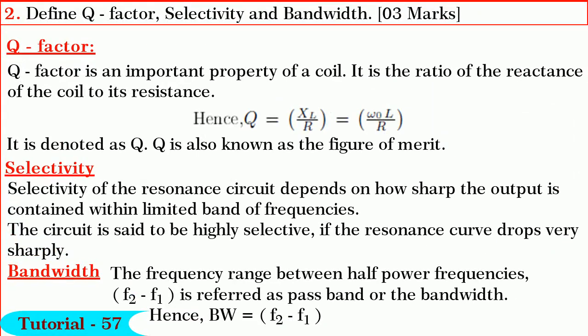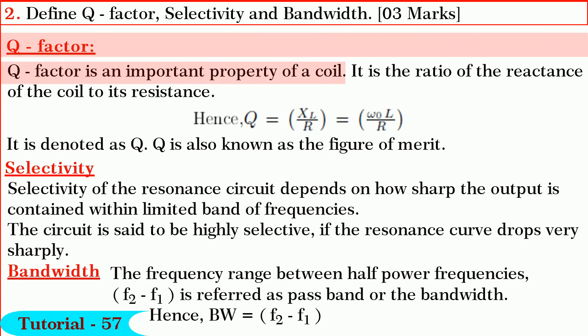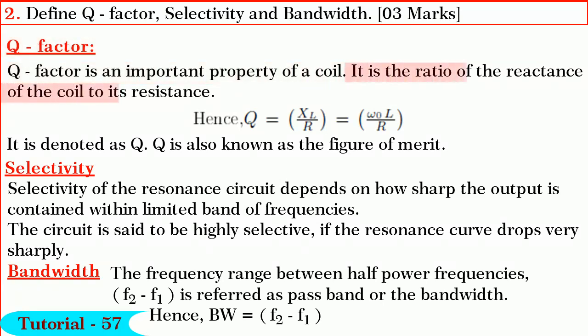Friends, next we shall answer question 2. In this question, we have to just define Q factor, selectivity and bandwidth. We know that Q factor is an important property of a coil in resonance circuits. It is defined as a ratio of the reactance of the coil to its resistance. Hence, Q is equal to XL divided by R and that is equal to omega naught L divided by R. It is denoted by Q and Q also is known as a figure of merit.